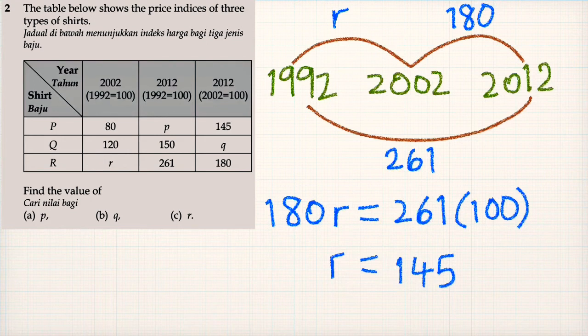Alright, to find R is similar. You just label everything and then you do the same method, and you get the final value of R, which will be 145.